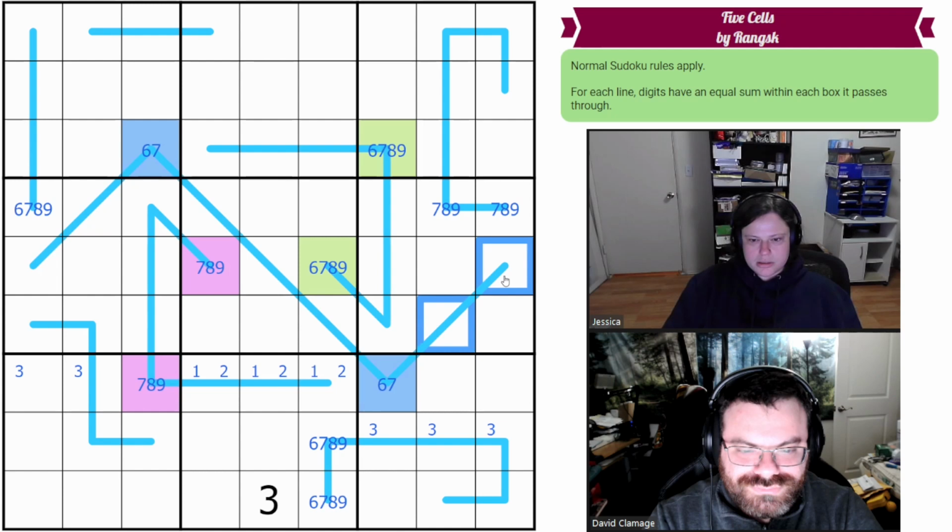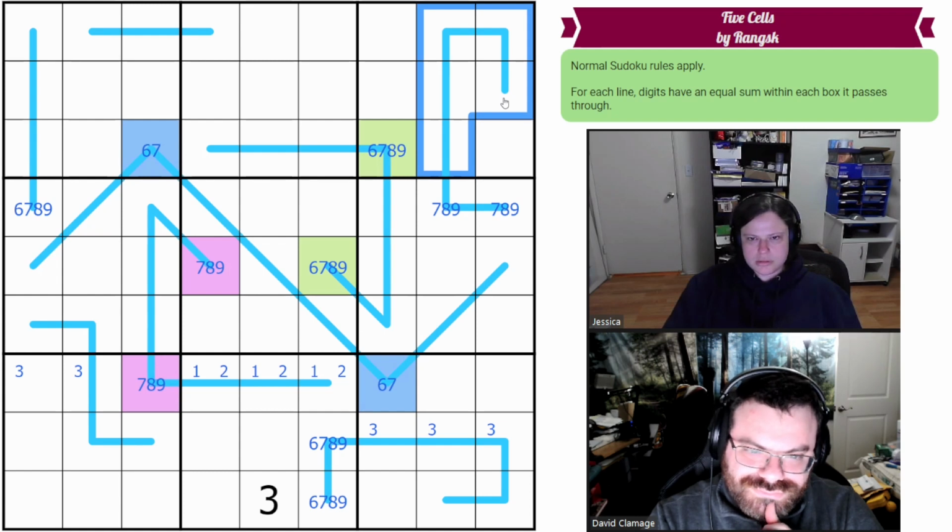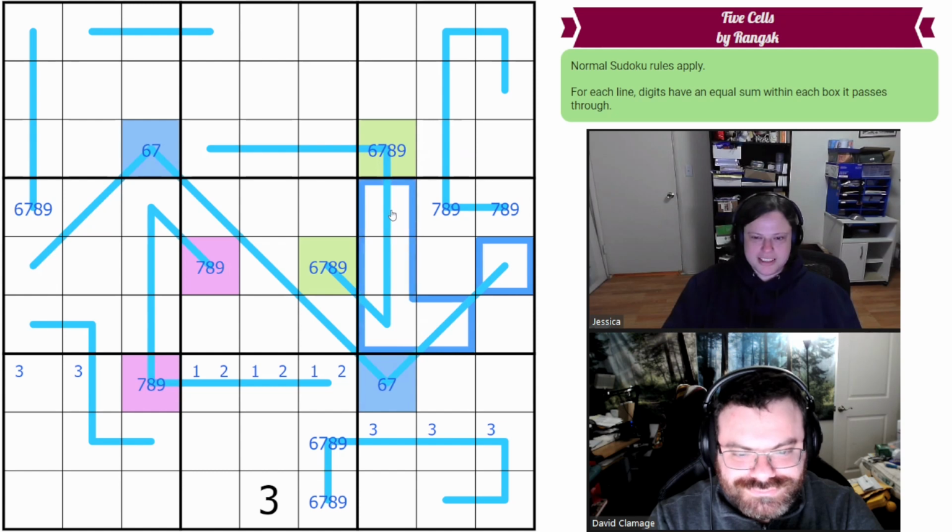Blue can't be on its own sum, so it would have to go here. Since we already know it goes here. No, that's not true. I mean, it can't go here. That's true. That much is true, yeah. But you think you have 4 cells it can go in. Yeah, I have. At least at this point.